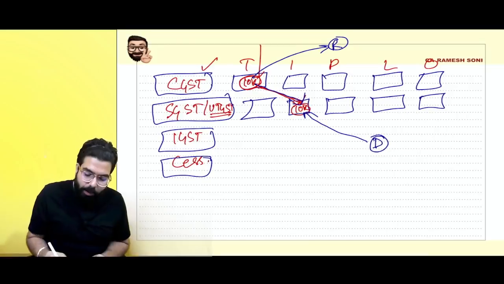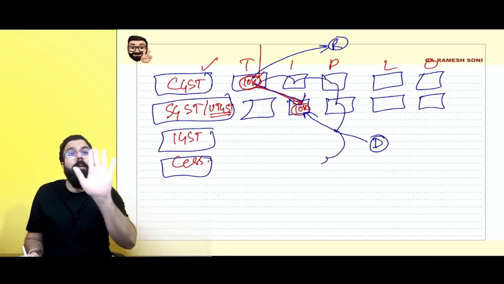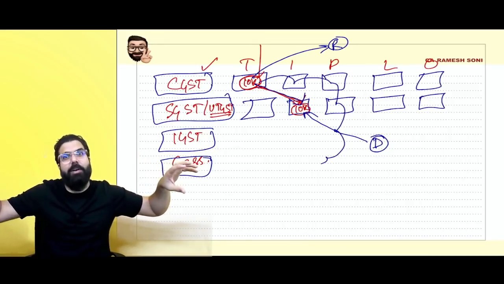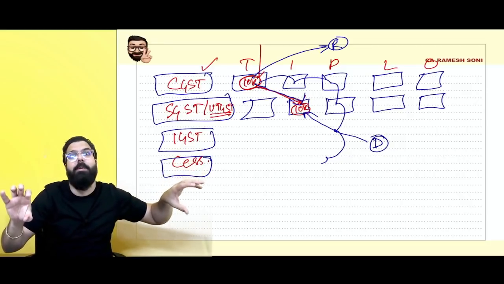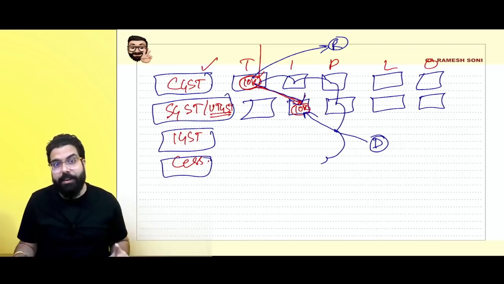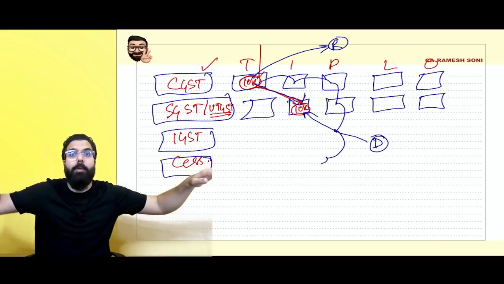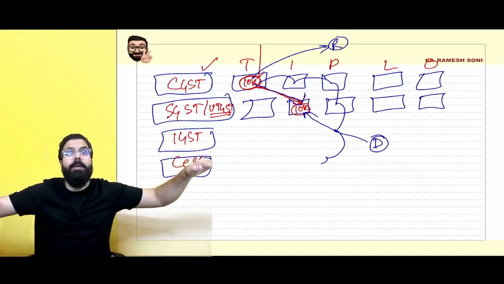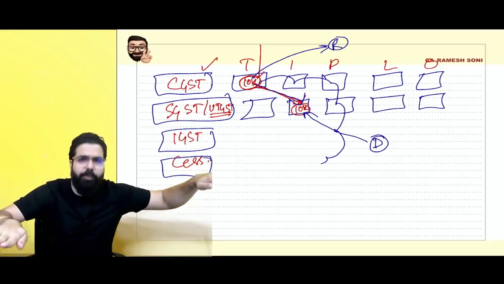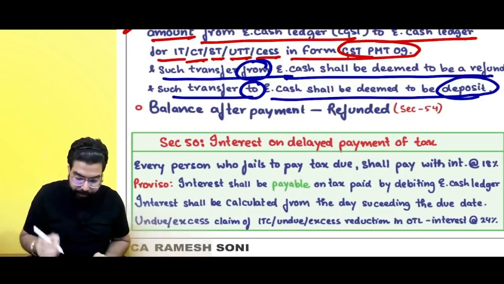Done, sir. Sir, can I transfer from here to here? Yes, wherever you want, you can transfer. But always remember, whatever you have to pay, the deposit has to be done there only. If you have made a wrong deposit, you first have to transfer using GST PMT-09 and then use it. Always remember, in your exam also, e-cash ledger cross utilization is not possible. Whatever you deposit, only for that you can use it. But one option is there: if a wrong deposit is done in some other head, you can first transfer using PMT-09 and then use it. Done, sir. Point is clear. Next.